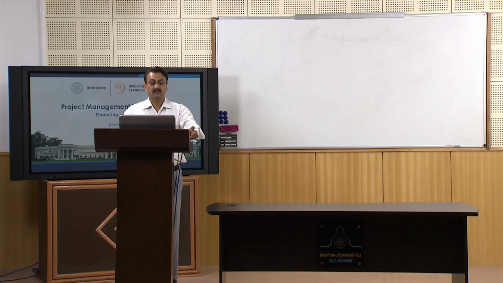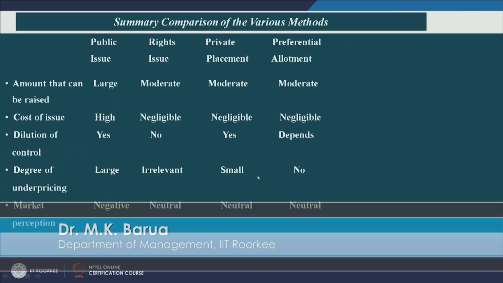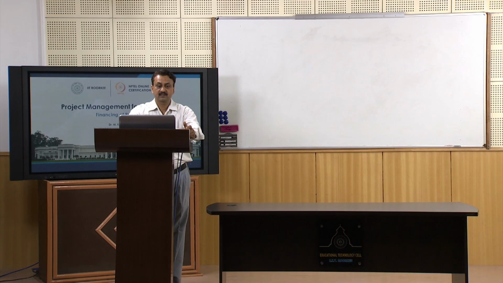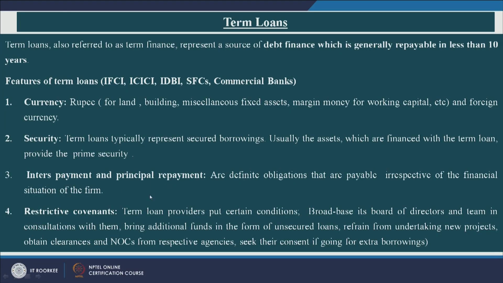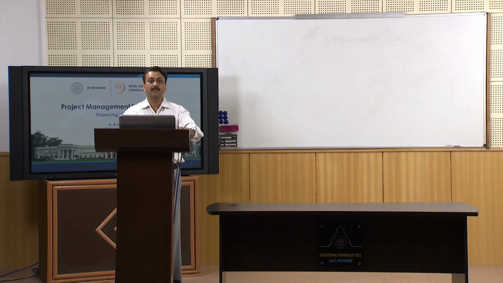When you compare these methods, you can have this particular table. Look at this table carefully and then select which is the best. And there are other sources like term loans: the currency, security, interest payment and principal payment, restrictive covenants. As far as working capital advances are concerned, you can have different types of sources to arrange working capital. And there are some miscellaneous sources also.